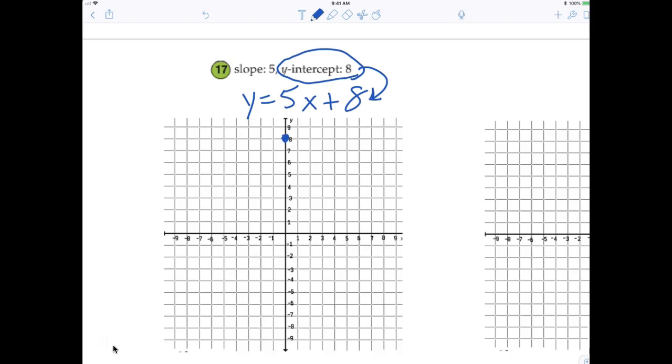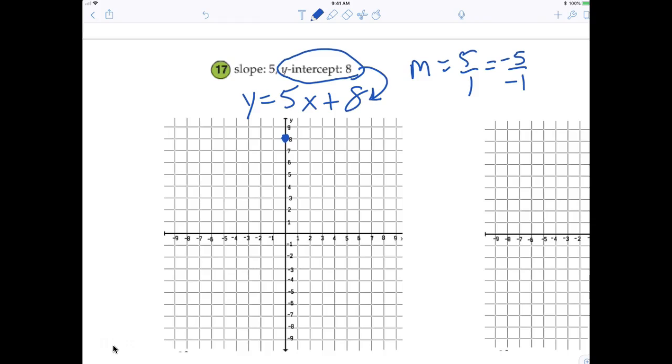Now from there, you use the slope. I don't want you to remember the slope is 5. I want you to say the slope is 5 over 1. So from that point, is it really possible to go up 5? No, so we have problems. Instead of going up 5, I must go down 5. And if I go down, here's the key. I have to go what? Left 1. So 5 over 1 is the same as negative 5 over negative 1.